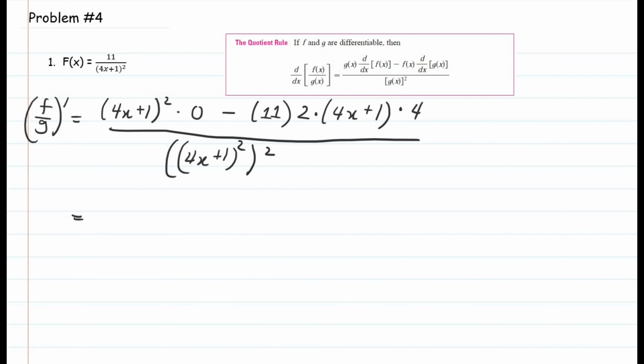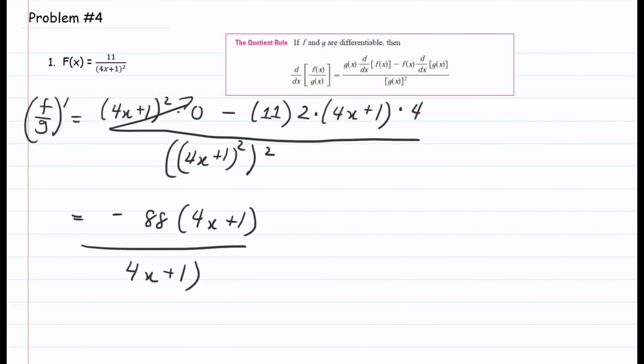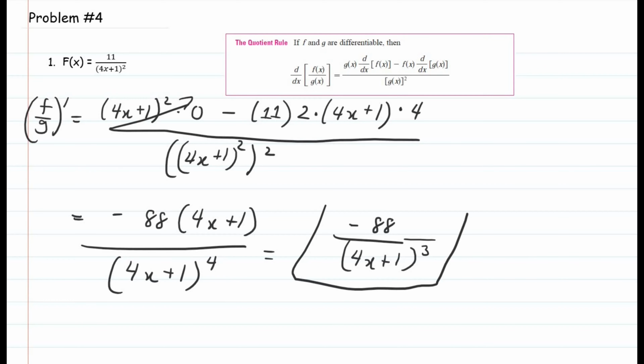So if you simplify this further, this crosses out. This will give you 22 times 4, 88, times 4x plus 1, over 4x plus 1 to the 4th. We can simplify this even further. So 88 over 4x plus 1 to the 3rd. So here's your solution for the 4th problem.